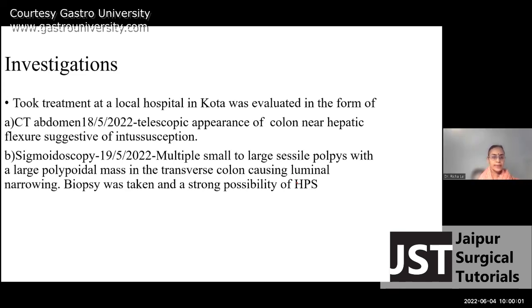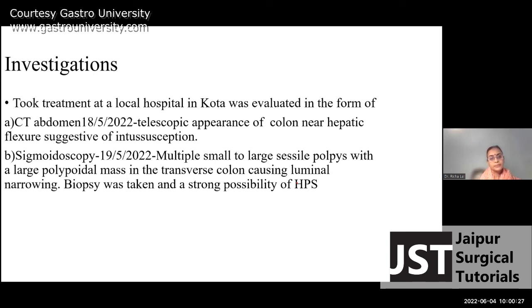Sir, can I add something? Yes, please. Sir, in this age group, when we are talking of polyposis syndromes, juvenile polyposis coli is much more common as compared to FAP. And juvenile polyposis coli is also a pre-malignant condition. And in juvenile polyposis coli, that number criterion of 100 is not there as per definition.